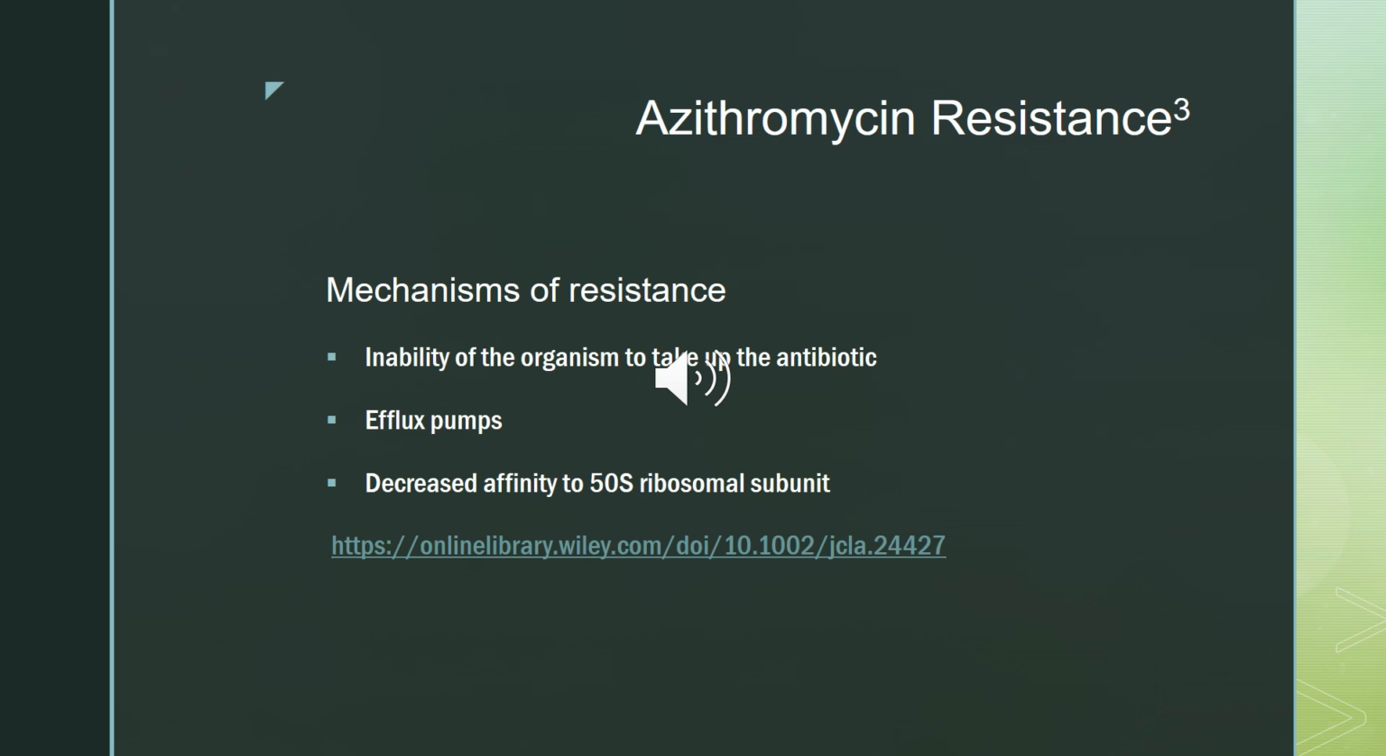And this website is highlighted in the onlinelibrary.wiley website.